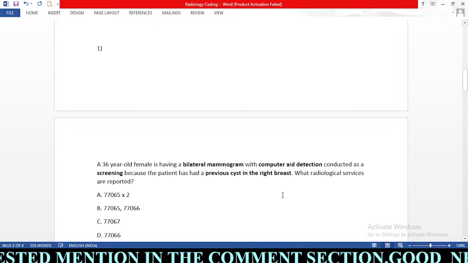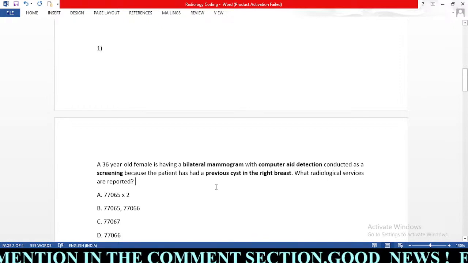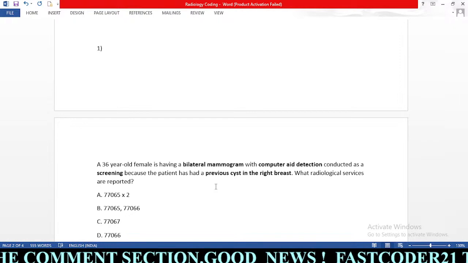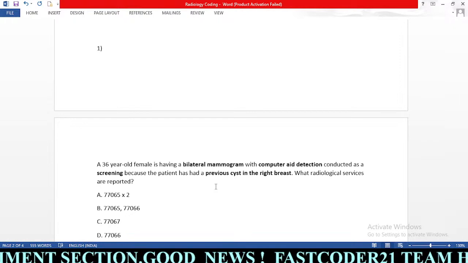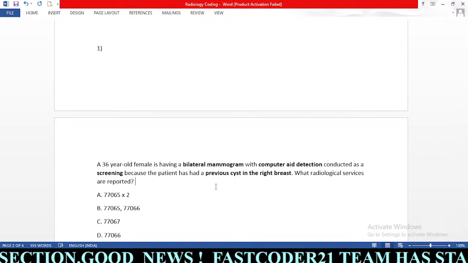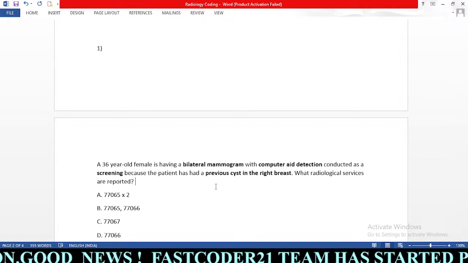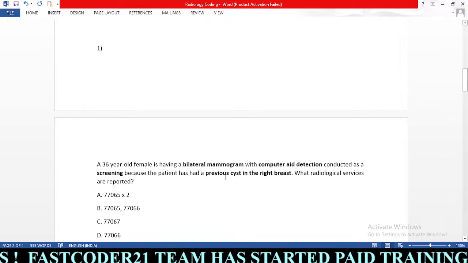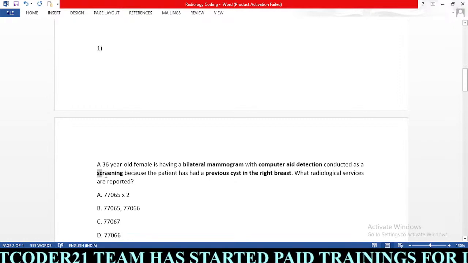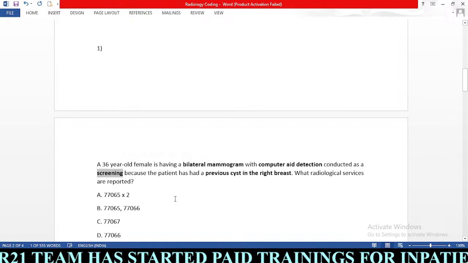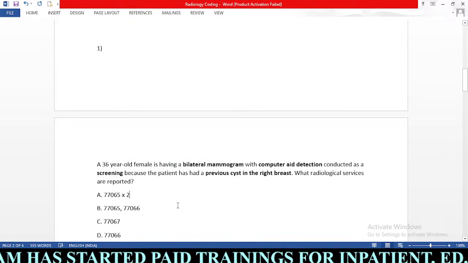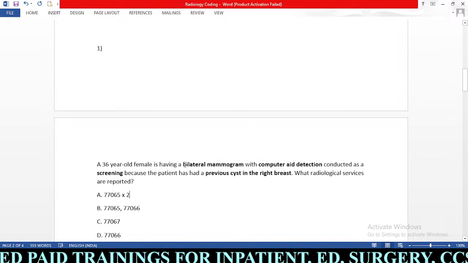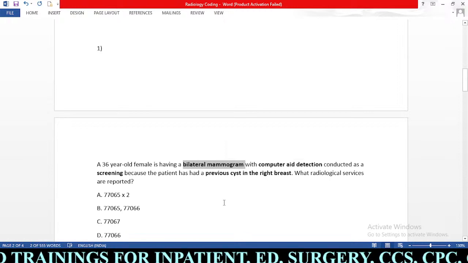What radiological services are reported? Basically we have two types of tests. One is diagnostic, one is screening. Usually the physician will perform diagnostic testing for people who have current symptoms. But based on our scenario, the patient had a cyst in the right breast previously, not currently. So we need to consider it as screening. As the patient does not have any cyst now, we need to check the screening codes. Laterality plays a very important role in radiology. Here it is a bilateral mammogram, so we will check 77065.